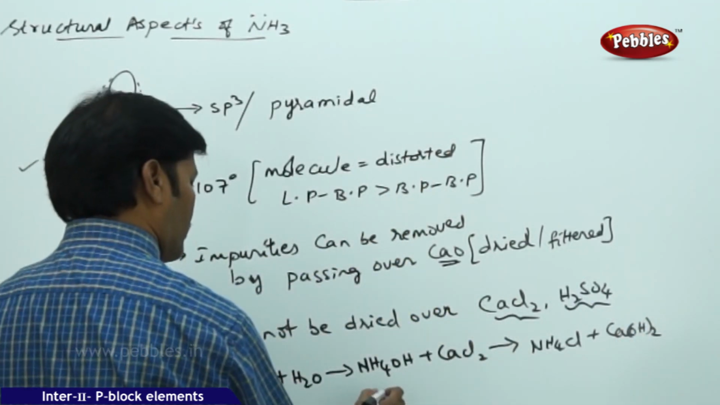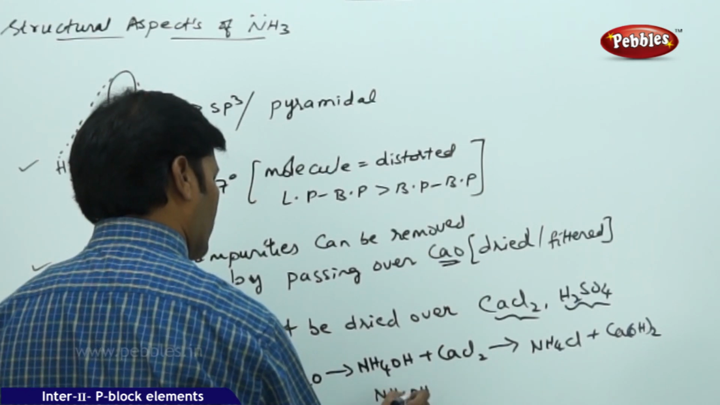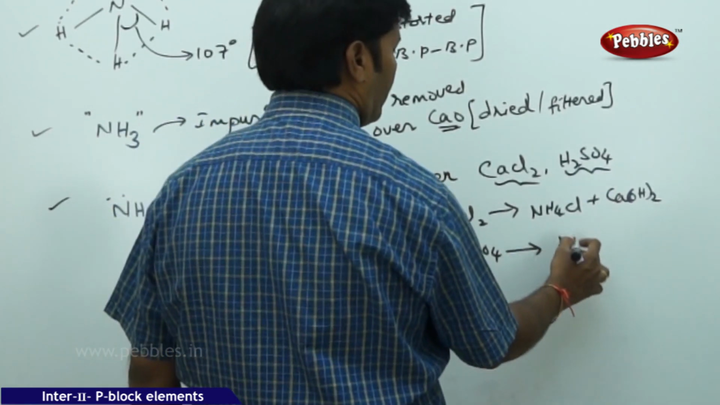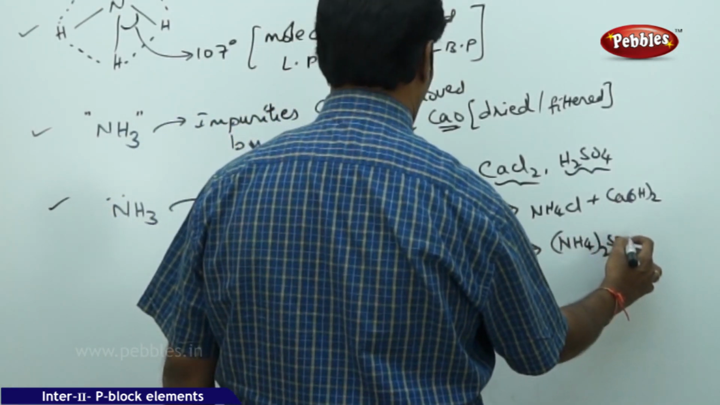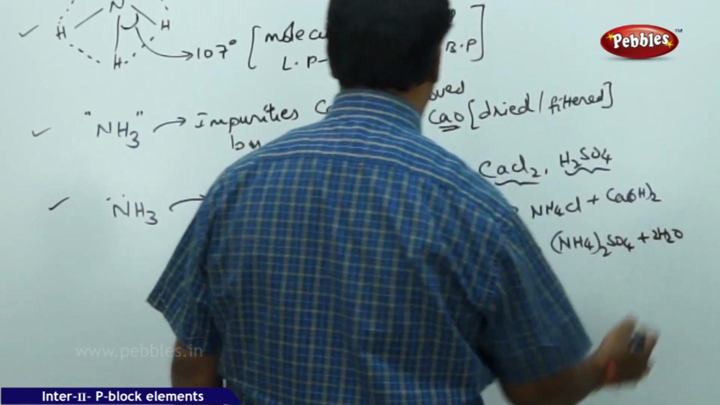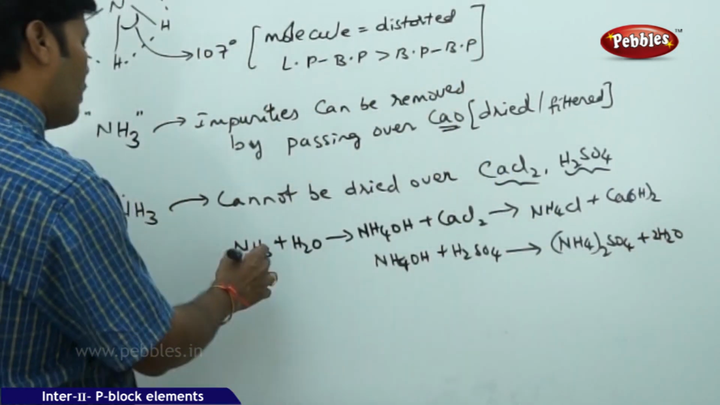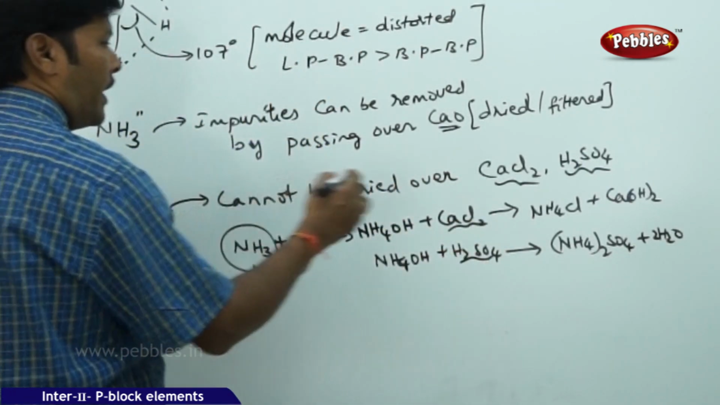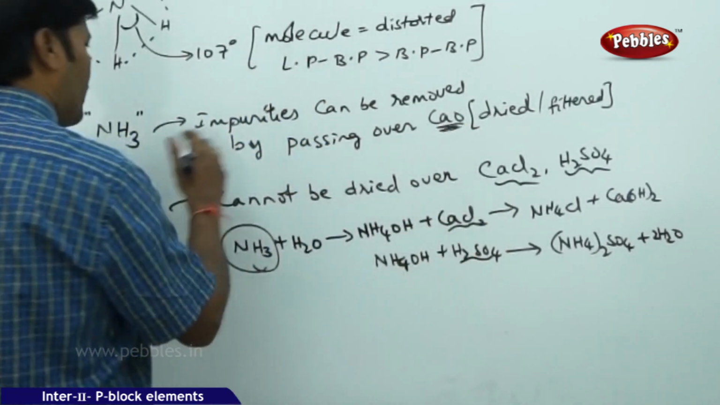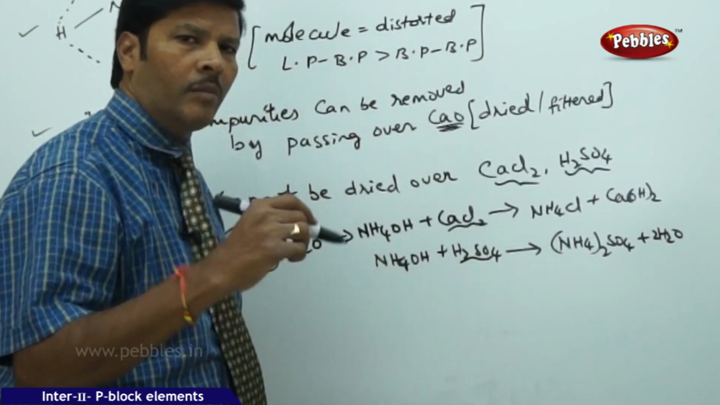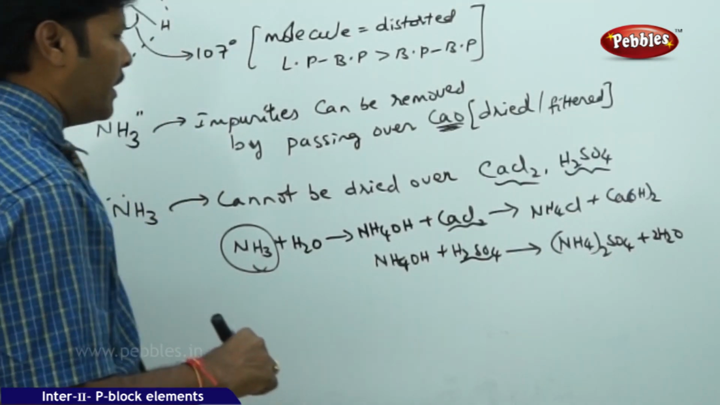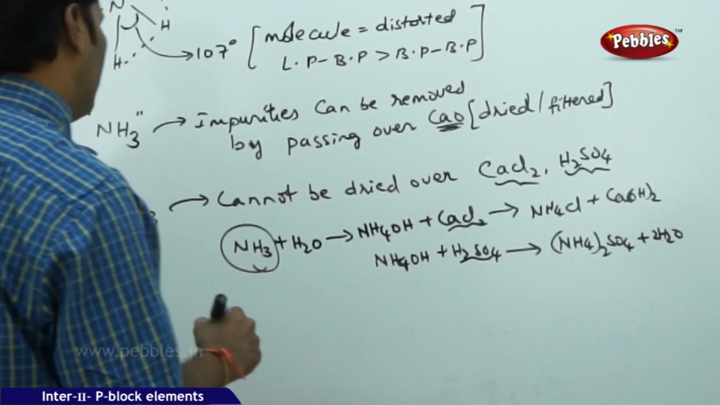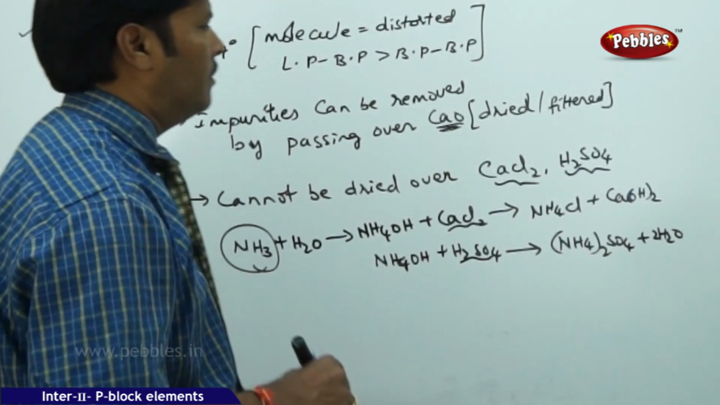Similarly, the same ammonium hydroxide reacts with sulfuric acid to give ammonium sulfate plus H2O. This is also an unwanted reaction. So ammonia cannot be dried once it interacts with calcium chloride or sulfuric acid, but ammonia does not react with quicklime. That's why it can be dried over quicklime, separated and filtered. This is one of the important aspects of ammonia which we have to keep in mind.